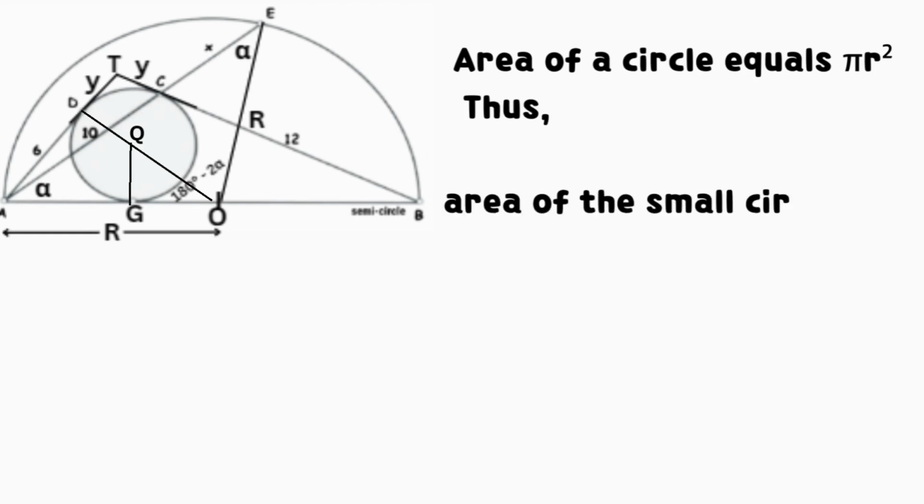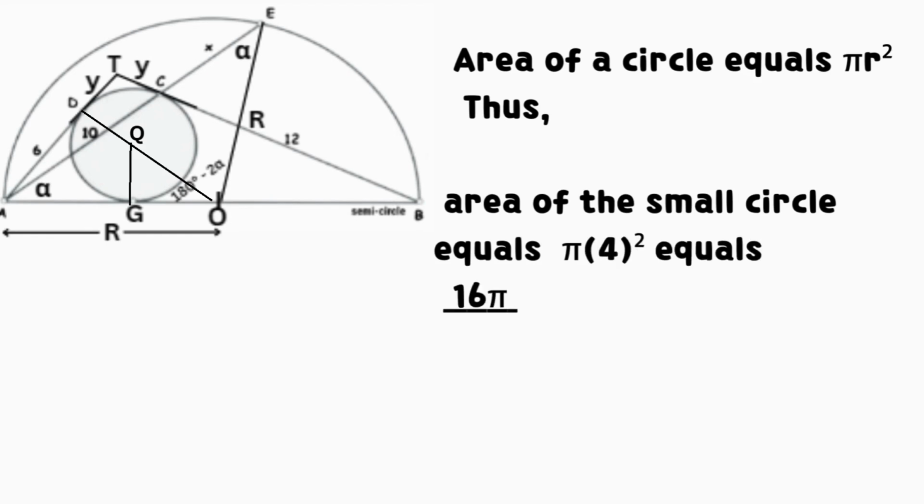Area of a circle equals the product of pi and the square of r. Thus, the area of the small circle equals pi times the square of 4, which equals 16 times pi square units.